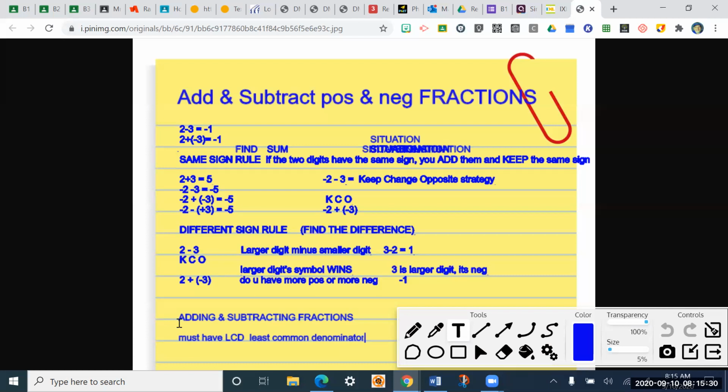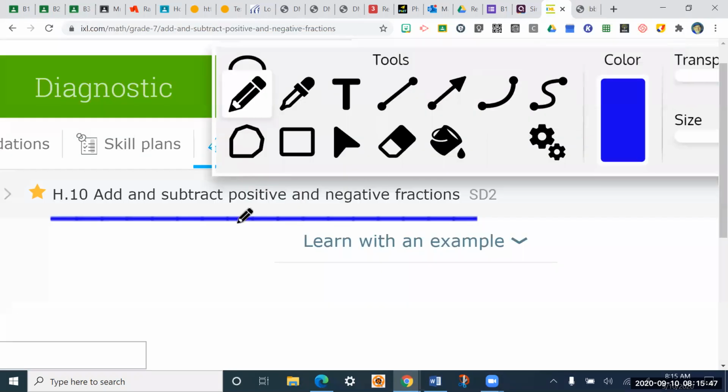But the subtracting and adding of positive and negative numbers is the part that's going to be a little bit confusing if you don't know it already. So I did want to write the same sign and different sign rules there so you have an idea. Okay, let's jump over to the IXL. Thank you for your patience. Here we go. So we are going to add and subtract.